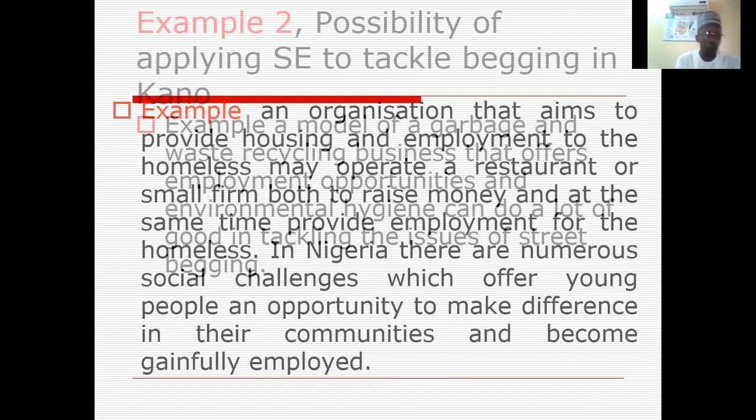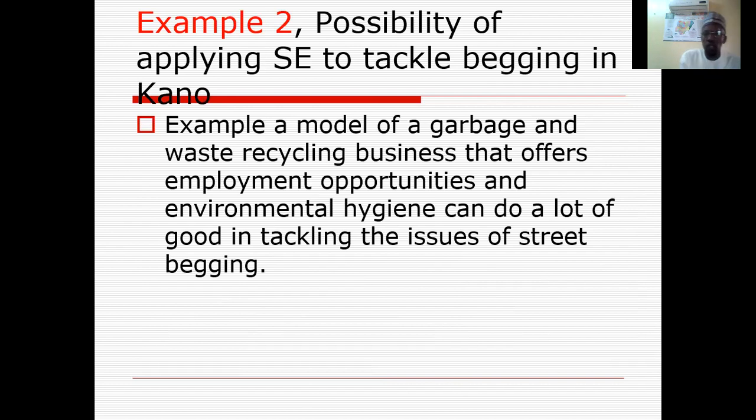So another example: the possibility of applying a social entrepreneurship style to tackle begging in Kano State. For example, a model of a garbage and waste recycling business that offers employment opportunities and environmental hygiene can do a lot of good in tackling the issue of street begging. This is another social entrepreneurship intervention. We have the issue of street begging and environmental pollution in Kano State. So using this model, you can solve these two problems simultaneously.